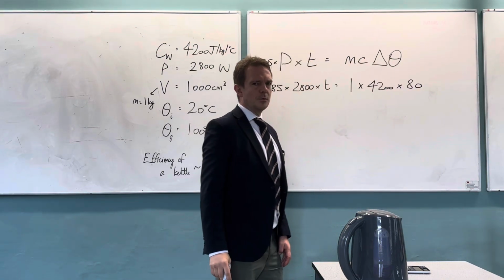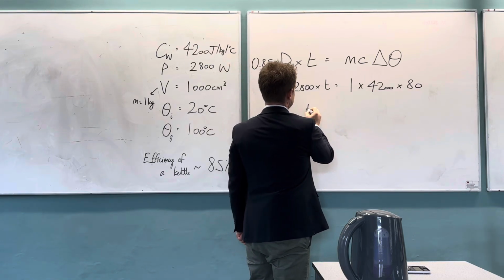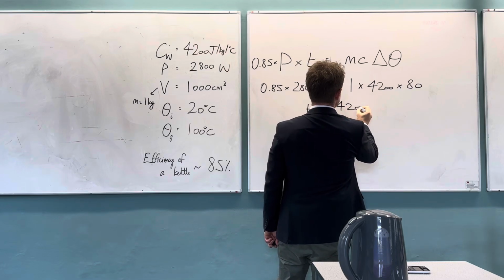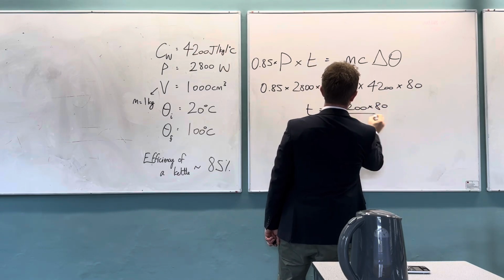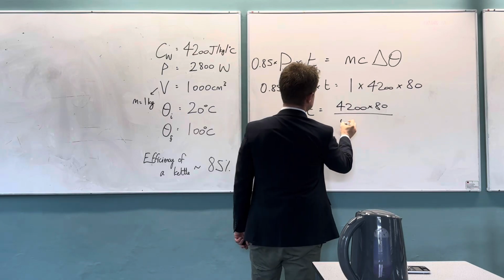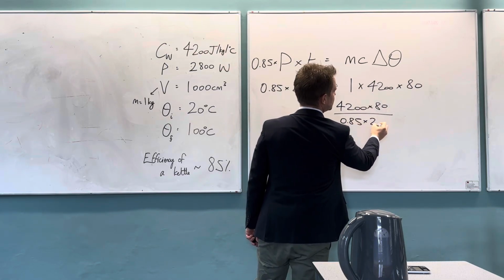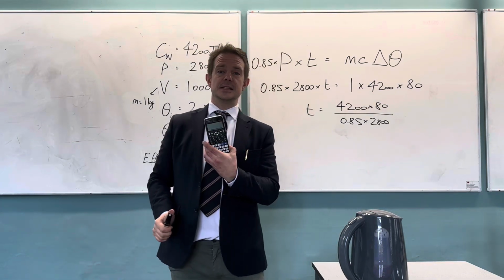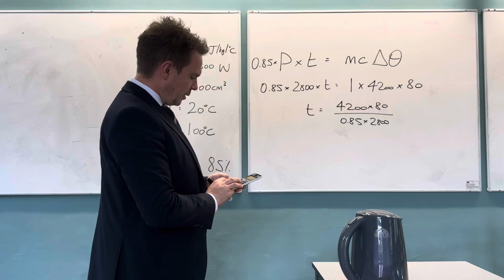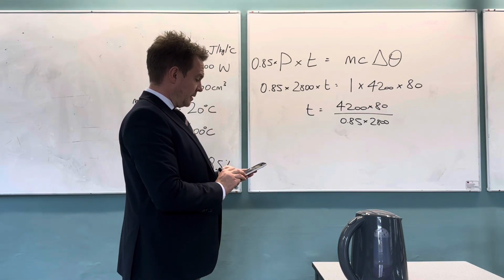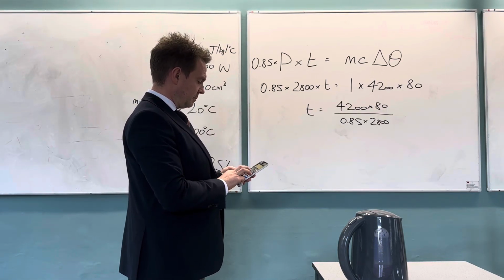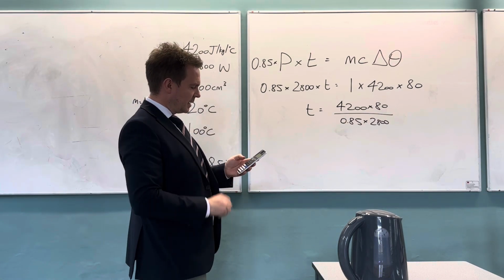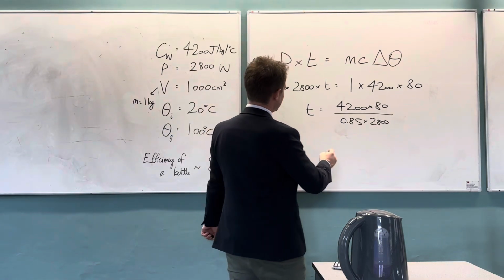So what I'm going to do is rearrange this. You might want to pause the video and work this out yourself, but let me rearrange this. So we'll have 0.85 times the 2,800 on the bottom. Like any good scientist, I have my calculator at the ready. Although, do you need a calculator? Always better to be safe than sorry, particularly when you're filming a video like this. 141 seconds.